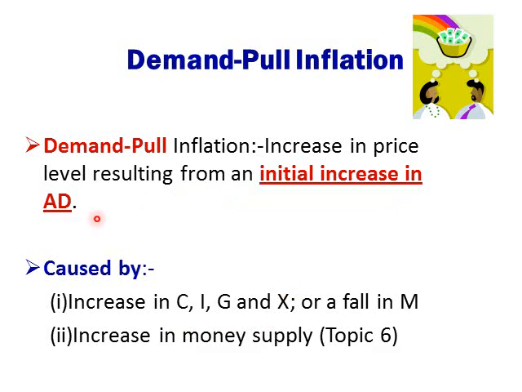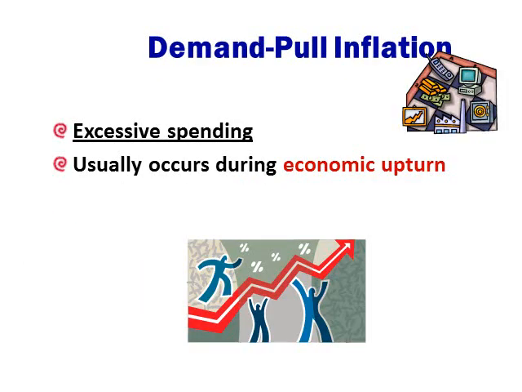Now, why or how does your AD increase? How will it cause an increase in the price level? Let's take a look. We call this rise in AD excessive spending, and this usually occurs during a period of economic upturn.